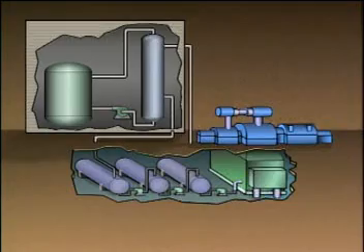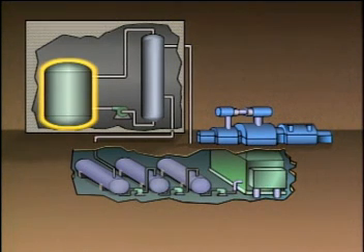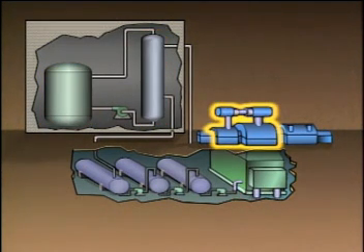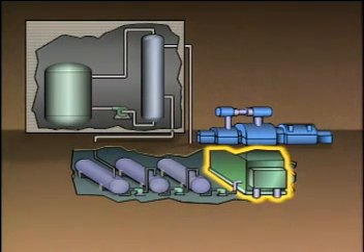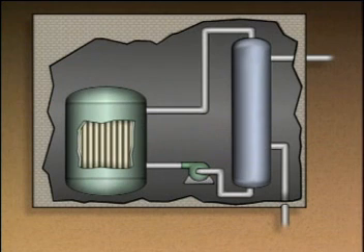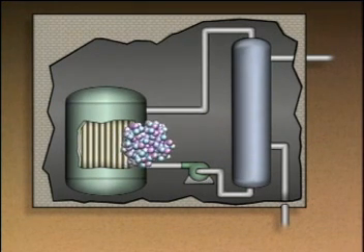This is a simplified illustration of one type of nuclear plant. Its main components are a reactor, a steam generator, a turbine, a generator, and a condenser. The reactor contains the fuel that the plant uses. In most cases, the fuel is uranium.